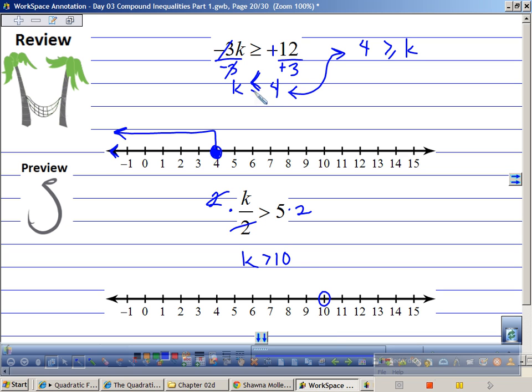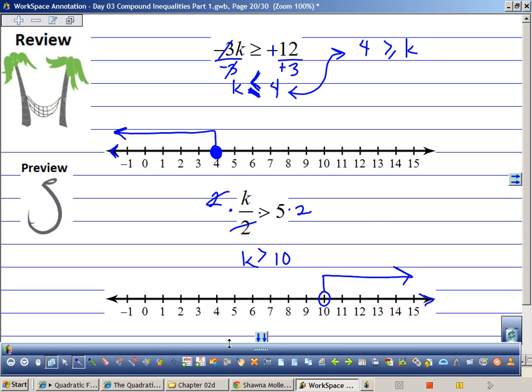See how this one is less than and including 4? That's when we make it a closed circle, when it's less than and equal to. See how this one isn't? This is just greater than. It doesn't say and including 10. It just has that right there. This will be an open circle. Greater than would match this sign right here, so I would go to the right. Questions on that? Why don't you guys write that down if you haven't already.